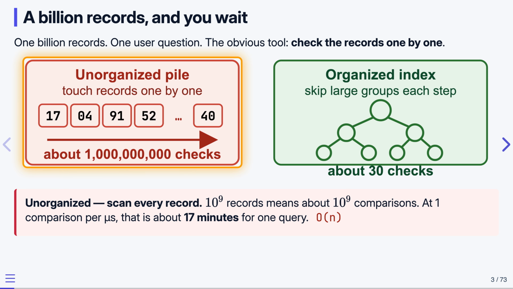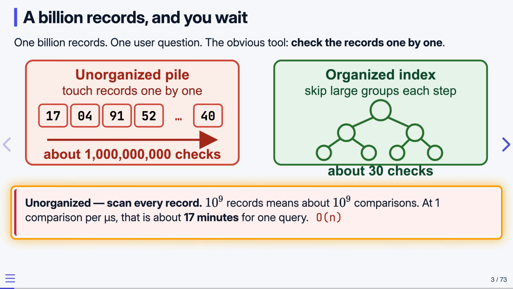Imagine 1 billion records. A user asks one question. The simple idea is to check the records one by one, from the top of the pile to the bottom. Let's count that work. If the data is one big unorganized pile, we must look at every record. 1 billion records means about 1 billion comparisons. At one comparison each microsecond, that is about 17 minutes for a single question. We call this cost big O of n.